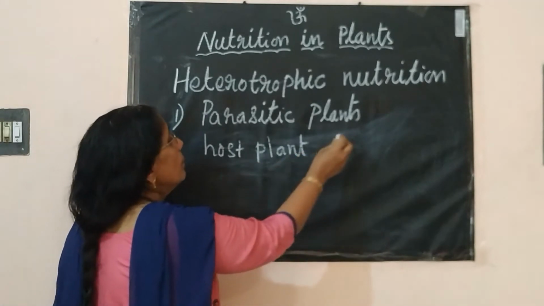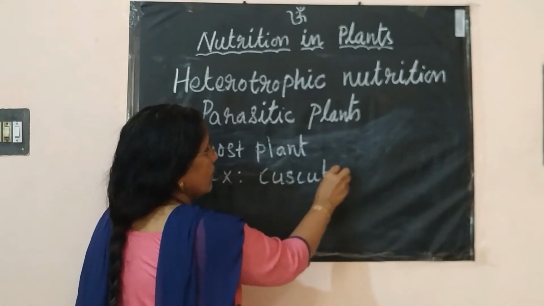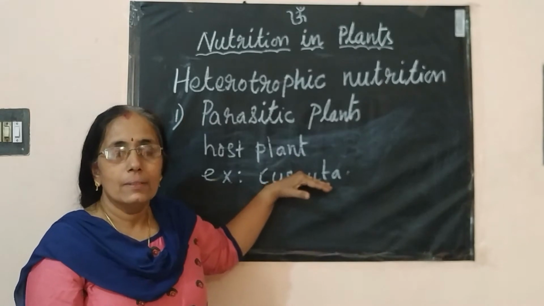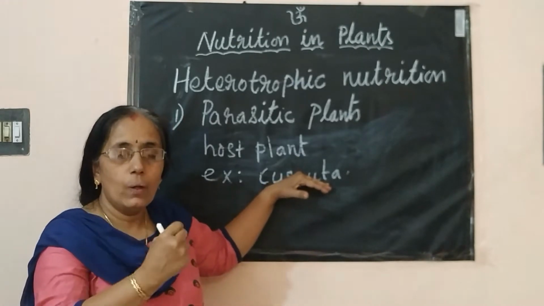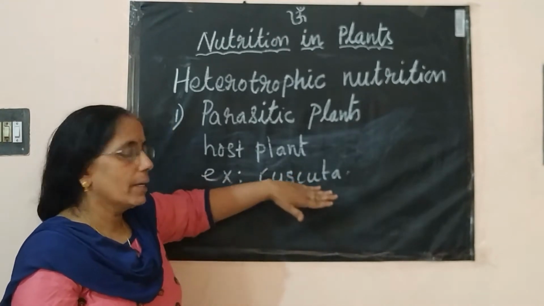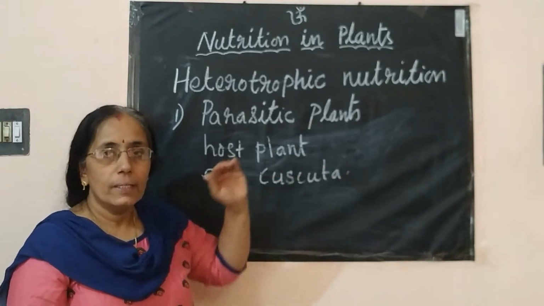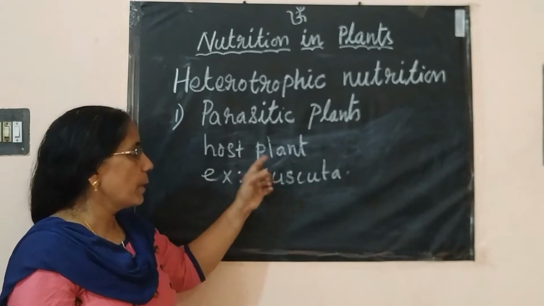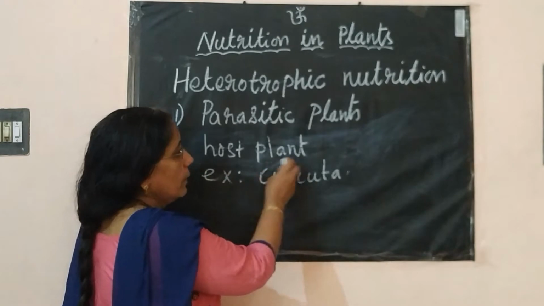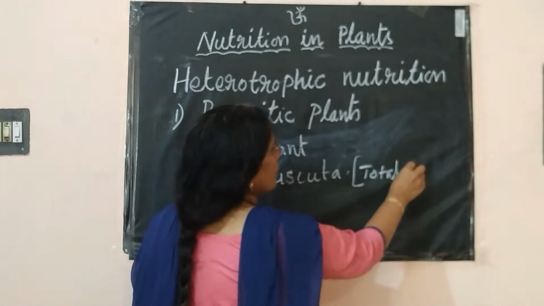An example is Cuscuta. These plants you must have seen sometimes. On a big tree, a yellow colored tubular structure twining around it. This plant is actually the Cuscuta. Cuscuta does not have chlorophyll. It depends completely on the host plant for its nutrition and water. Therefore, it is known as a total parasite.